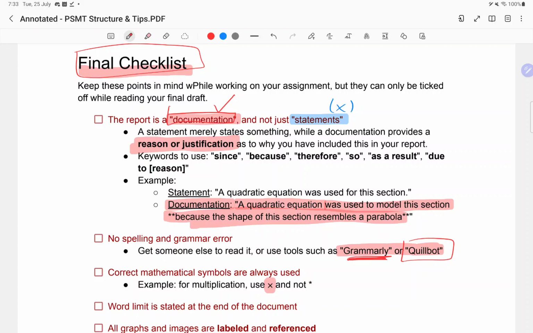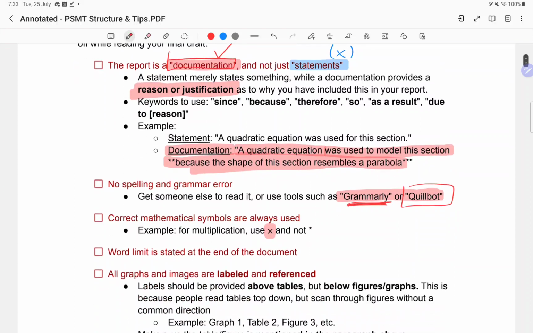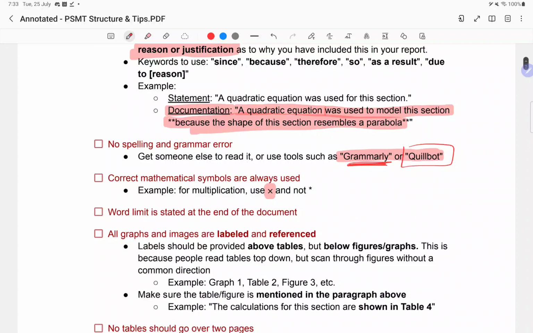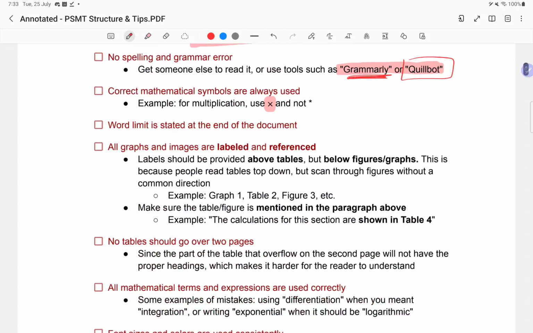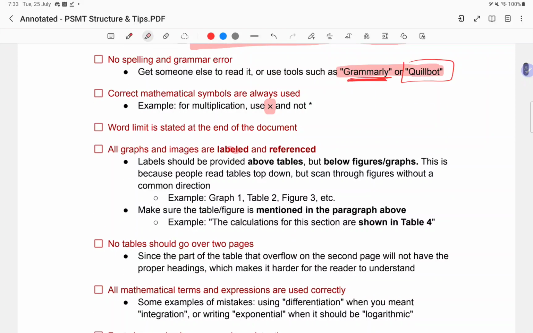Okay, have I made sure I have documented everything, not just stated it? Then have a check for all spelling and grammar, and a check for all these mathematical symbols. And then you can start ticking things off at the very end. But you need to know about this as you are working through it. Right. Next is all graphs and images are labeled and referenced. So labels may have to be above tables but below figures and graphs.